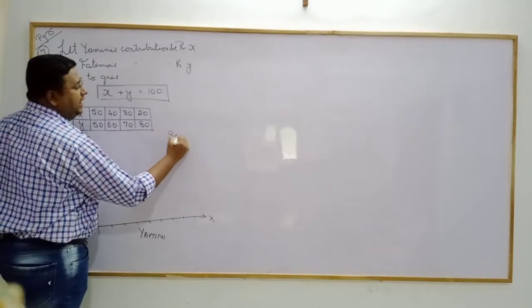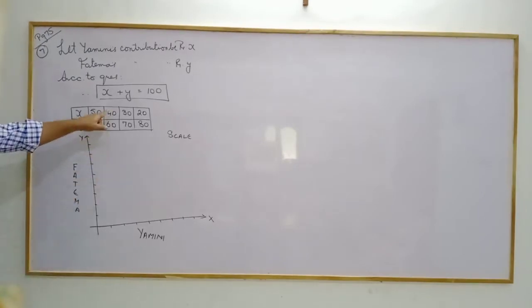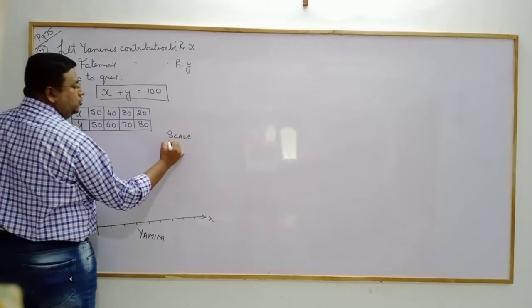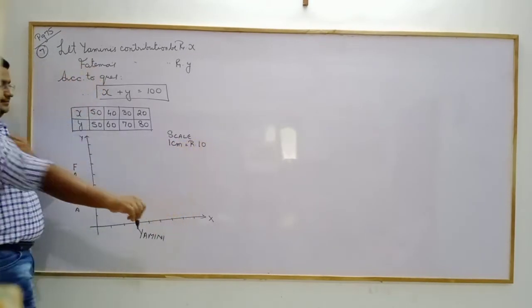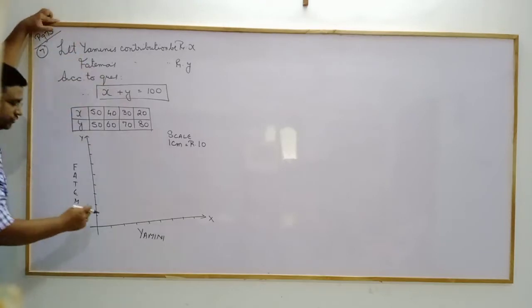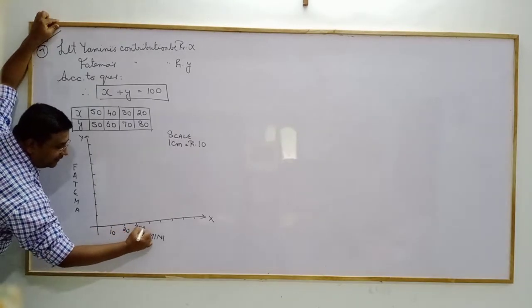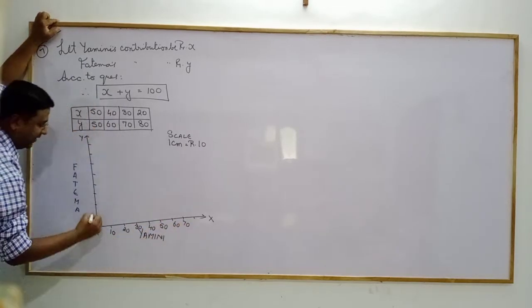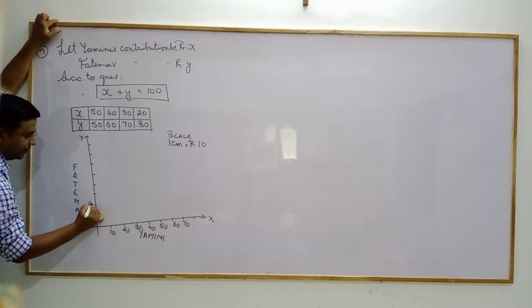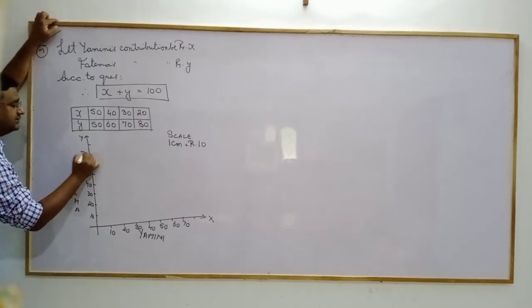What is the scale now? This plays a very important role now. Because we see 50-40, we are not going to get 50-40 columns. So what are we going to do? 1 centimeter is equal to ₹10. Yes or no? So this 1 centimeter will be 10, 20, 30, 40, 50, 60 and 70.